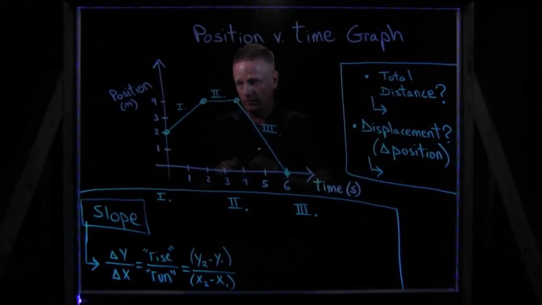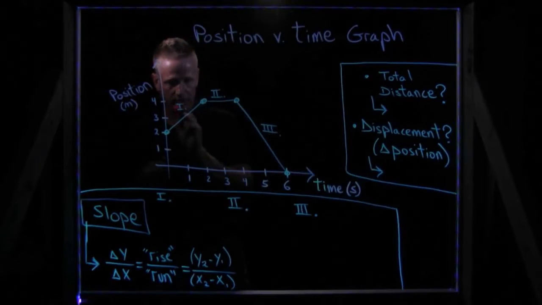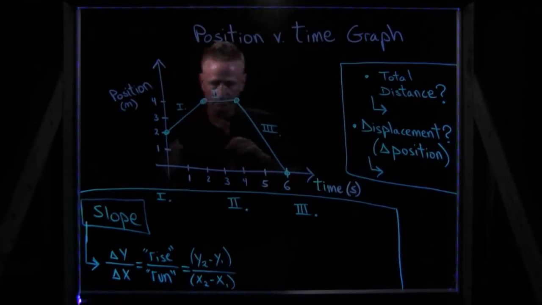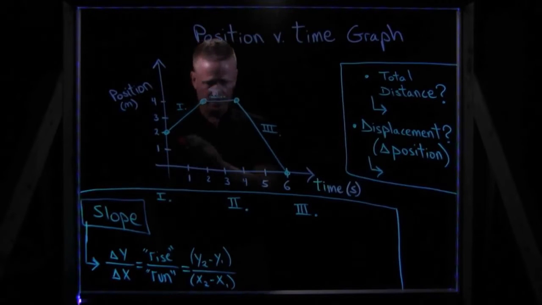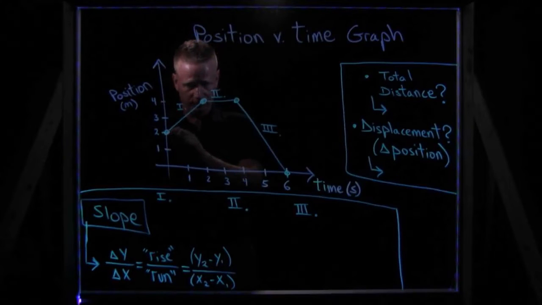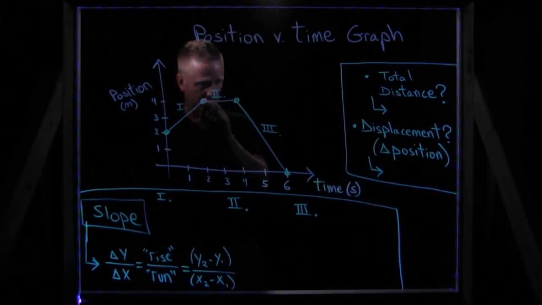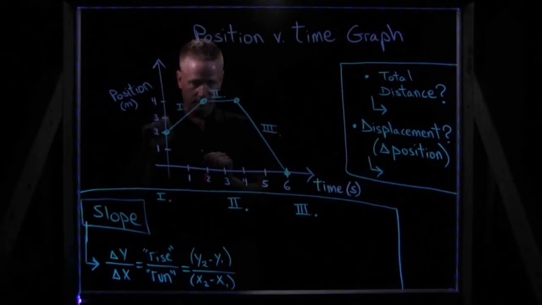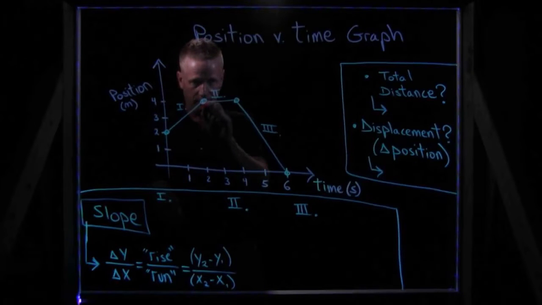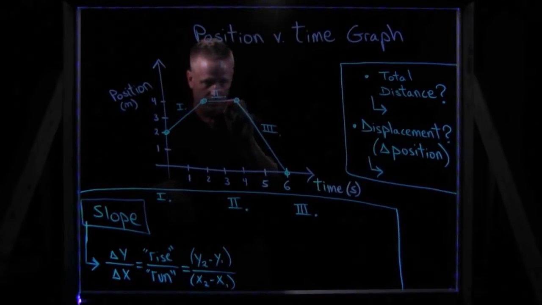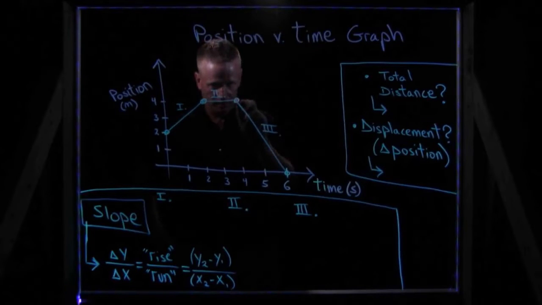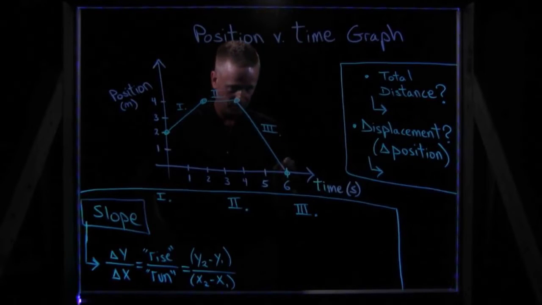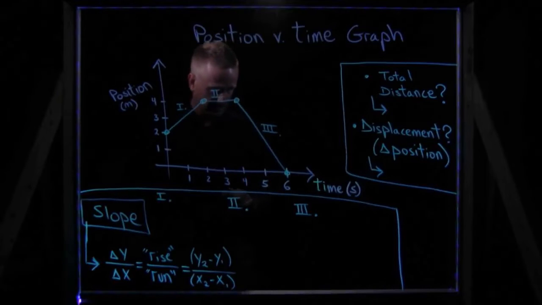So if you start at time 0 at the 2-meter position mark, that means you're 2 meters from whatever you set as the starting line, and you move from 2 meters up to 4 meters in the first 2 seconds. At that point, you stay at the 4-meter mark from time 2 to 4 seconds, and then you change directions and walk from the 4-meter mark back to the 0-meter mark over the next 2 seconds.